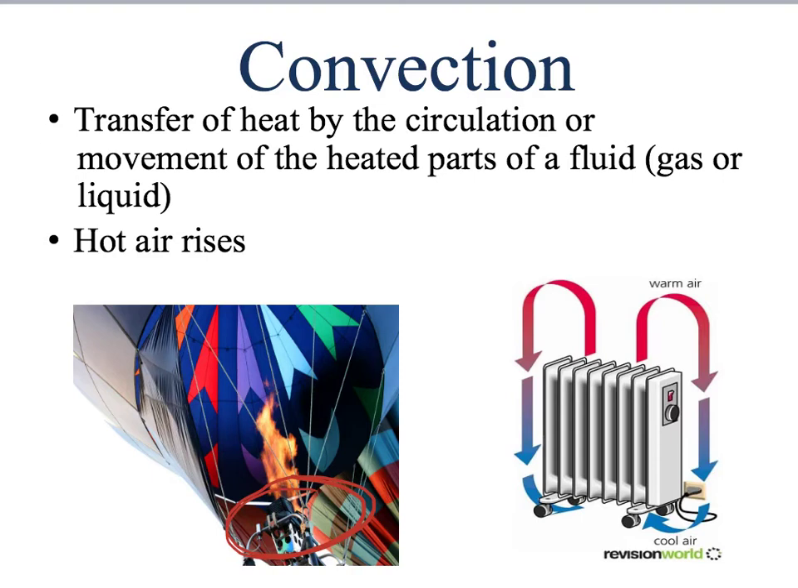Also, in this picture, you can see this is a radiator. You can see that the warm air travels up, and then as it cools, it goes back down. The cooler air gets heated by the radiator, and then goes back up again. So we have this circulation of hot and cool air throughout a room.